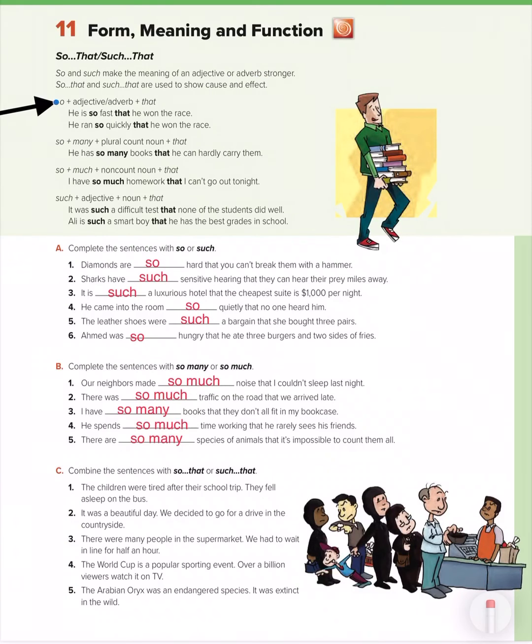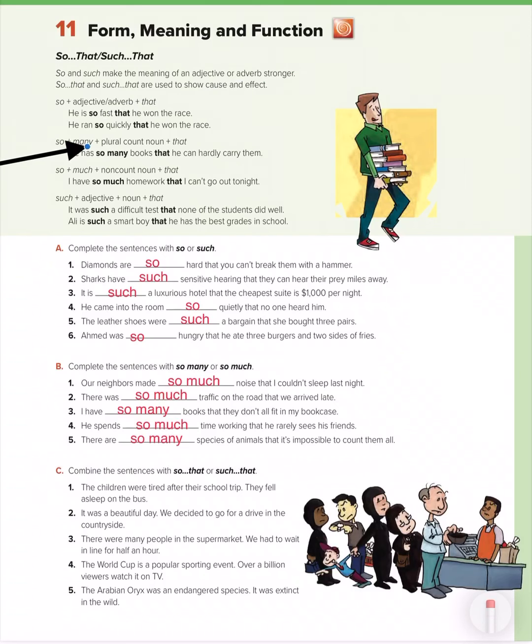Look, what do we have here? So plus adjective or adverb, then that. He is so fast that he won the race. So you make it stronger. You make the adjective stronger. He ran so quickly that he won the race. So you make the adverb stronger.